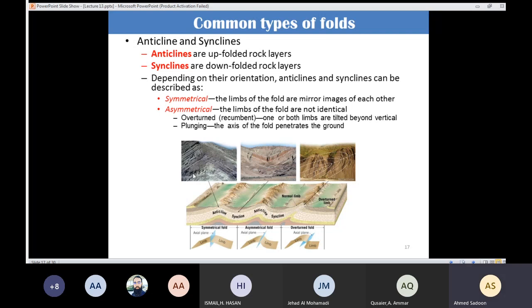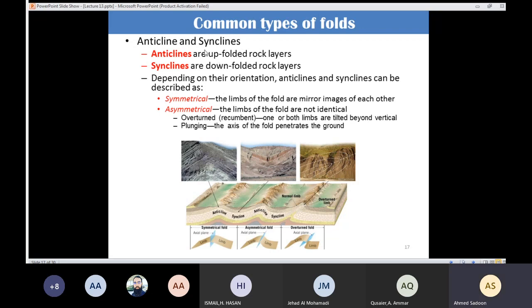So in reality, we are going to have something like that. So this layer is upfolded. Also this one and that one. Synclines, on the other hand, is opposite to anticlines. This one, syncline, is downfolded rock layers. In reality, the layer will be like that, downfolded, like you can see here.